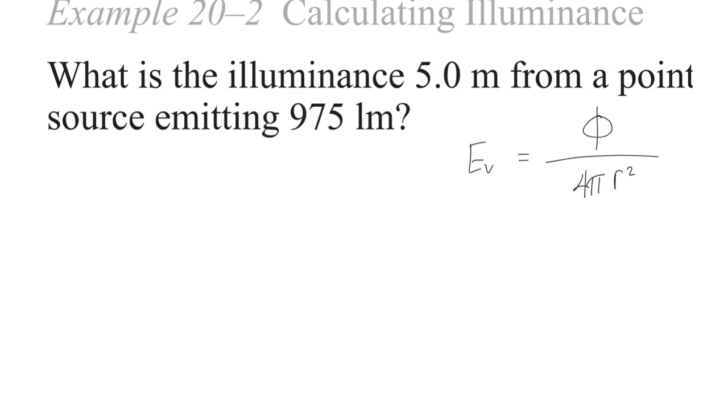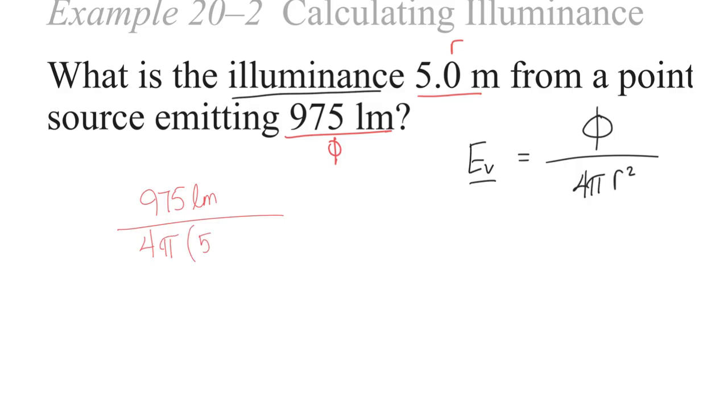In this case, we're solving for the EV, the illuminance. What is the illuminance? That's what we're solving for. 5 meters is going to be our R, or our distance. 975 lumens is our phi. So here we just plug it in. It's pretty straightforward. You're going to take 975 lumens and divide it by 4 times pi times your radius, which is 5 meters squared.